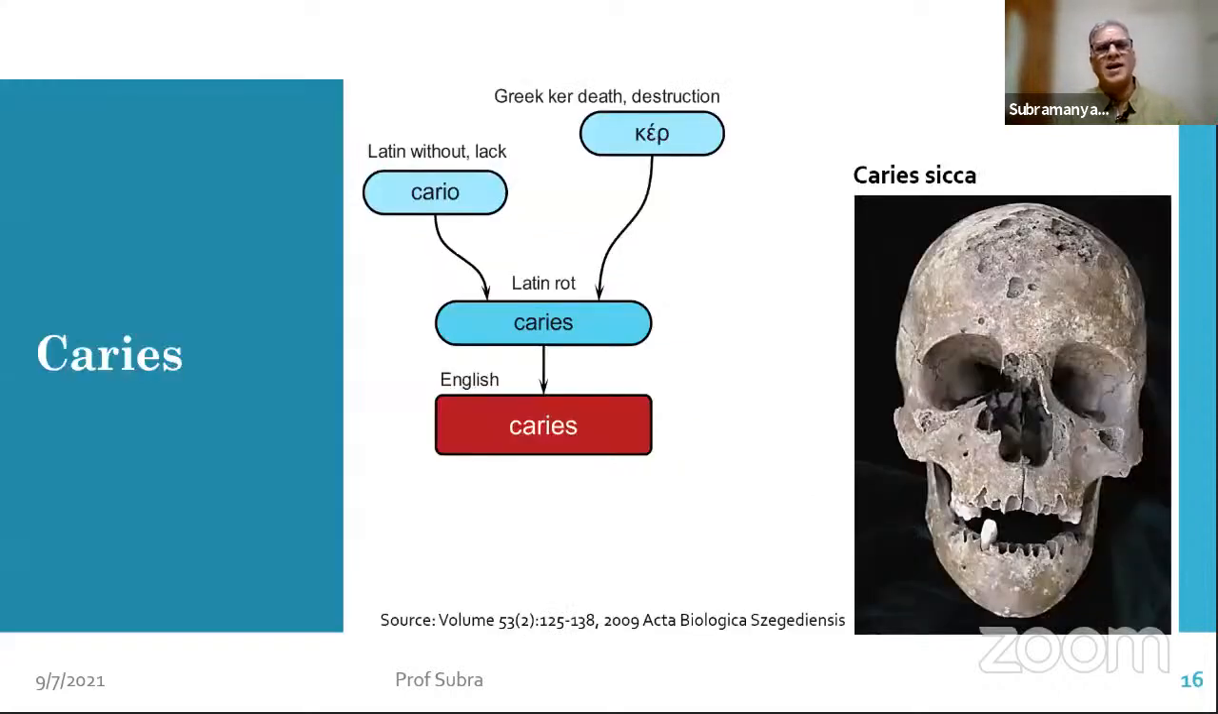Let us start with a dental condition which is very common all over the world, caries. Most of us are aware that caries means a rotten tooth, and we keep calling it dental caries. But the origin of the word caries is either from Greek or Latin. From the Greek word kar, which means death or destruction, or from the Latin word cario, which means lacking something.